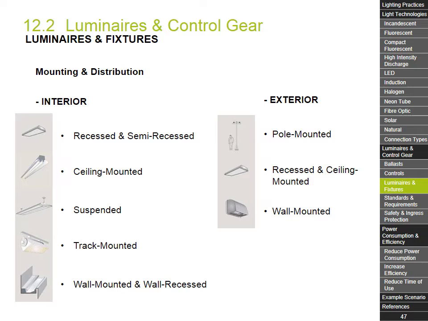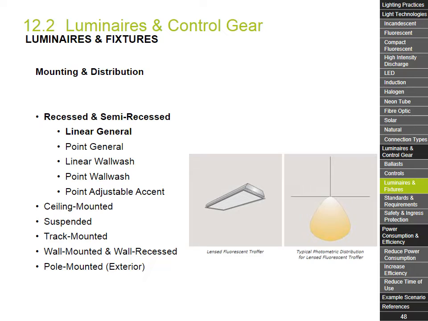These methods include recessed and semi-recessed, ceiling mounted, suspended, track mounted, wall mounted, and wall recessed. The recessed and semi-recessed family of luminaires is large and diverse. Recessed luminaires are direct in distribution, whereas semi-recessed can offer the opportunity to incorporate an indirect component.